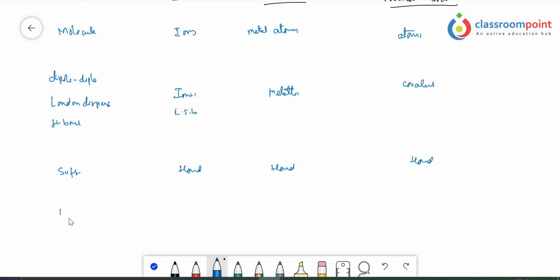Molecular solids are bad conductors of electricity. Ionic solids are bad conductors in the solid state, but good conductors in the liquid state. Metallic solids are always very good conductors of electricity. Covalent solids are bad conductors of electricity. The only good conductor is graphite, the exceptional case; all the rest are bad conductors.